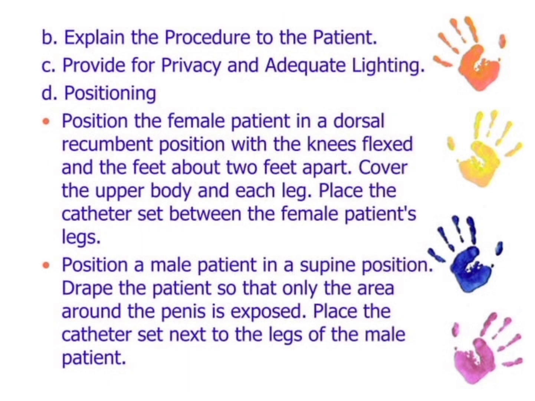Explain the procedure to the patient. Provide for privacy and adequate lighting. Positioning. Position the female patient in the dorsal recumbent position, which is with the knees flexed and the feet about 2 feet apart. Cover the upper body and each leg.